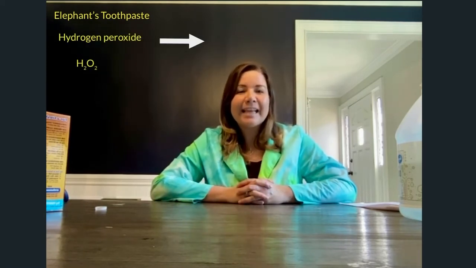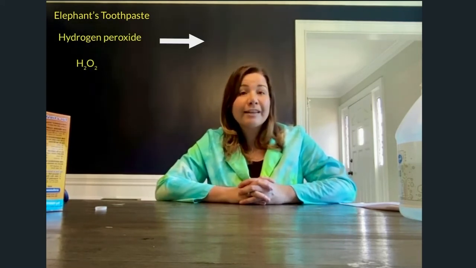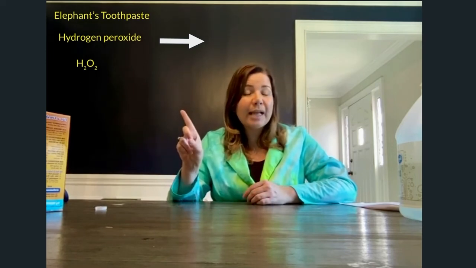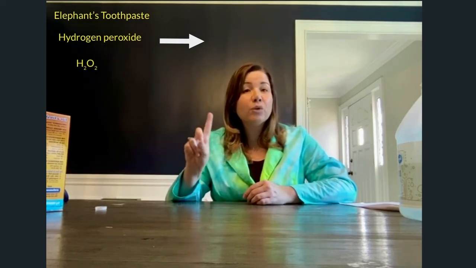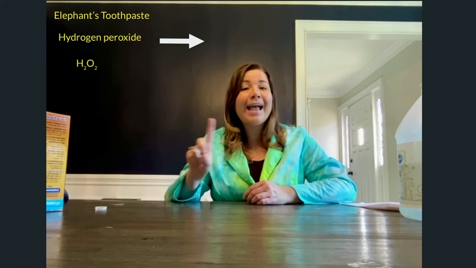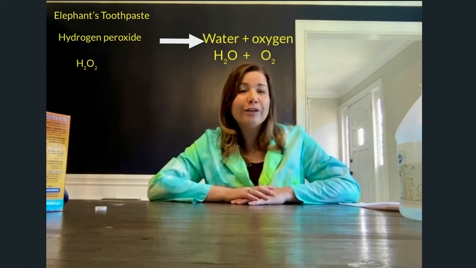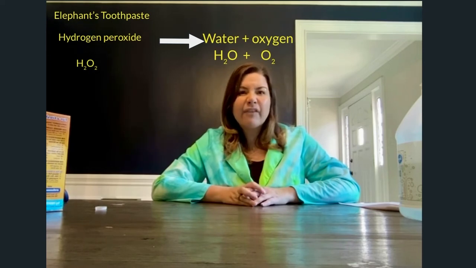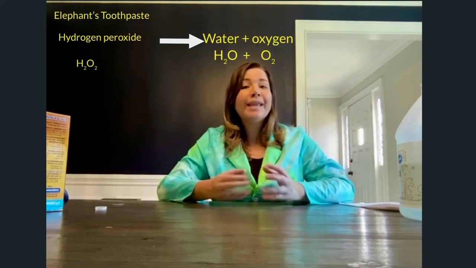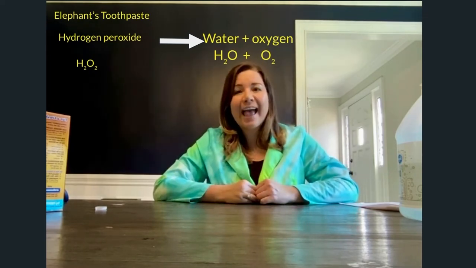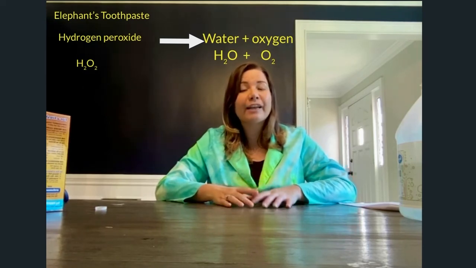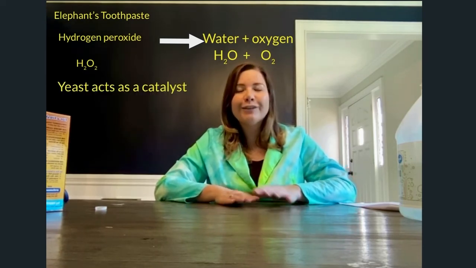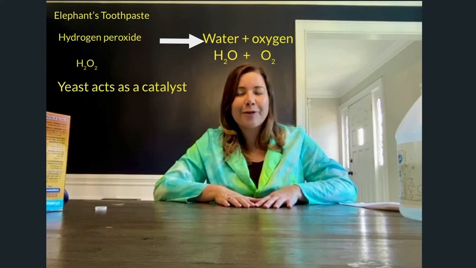In elephant's toothpaste, we took hydrogen peroxide and mixed it with some yeast. Now, I already mentioned that hydrogen peroxide, H2O2, naturally breaks down into water, H2O, and oxygen, O2. Now, that process normally takes a very long time, and so we added yeast, which acts as a catalyst to help that reaction happen a lot faster, so you saw it happening right before your eyes.